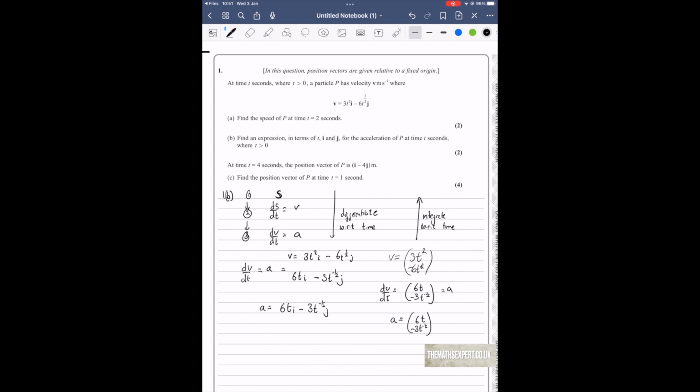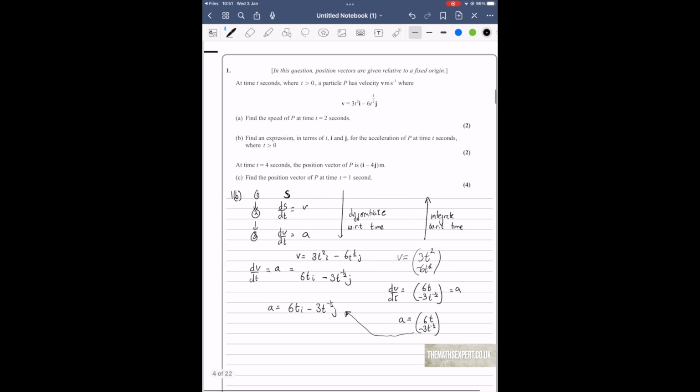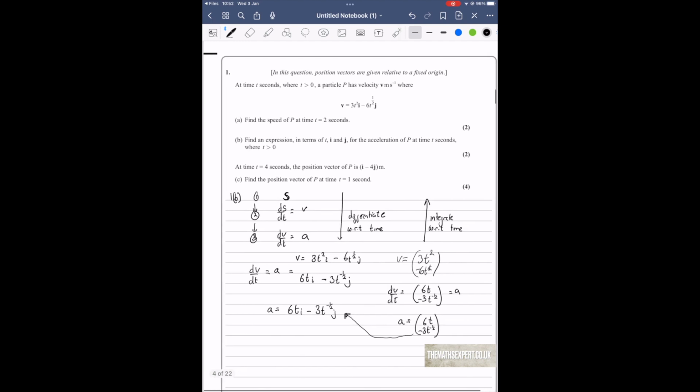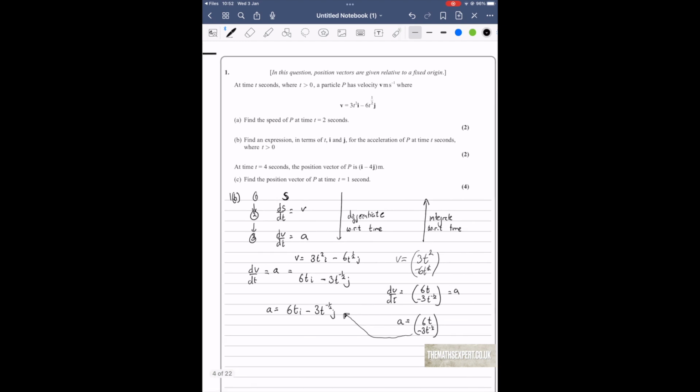For A-level purposes, because they give you an i and j, I will always write my final answer in i and j, just to let you know. But this is really useful for working without the i and j, and it's super easy to put it back in i and j, as remember, the top row is the i and the bottom row is the j. Right, really good job. Let's do the final question here.